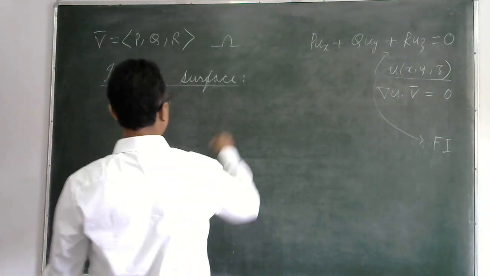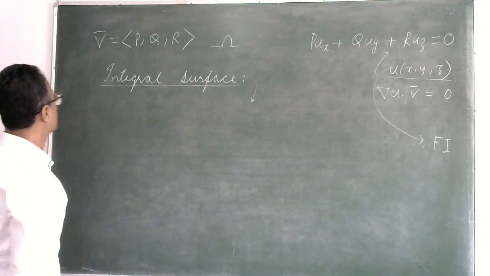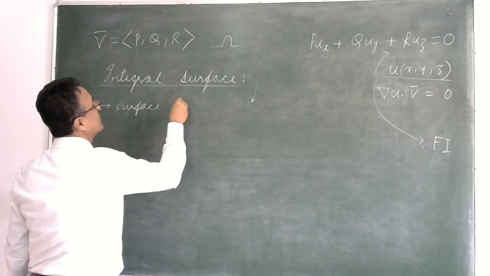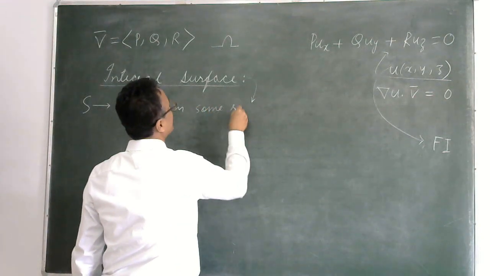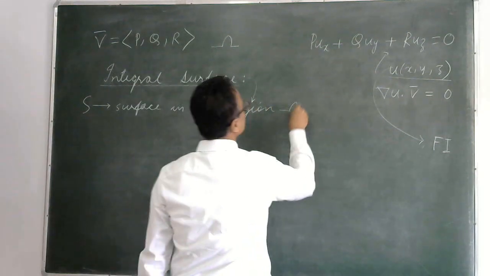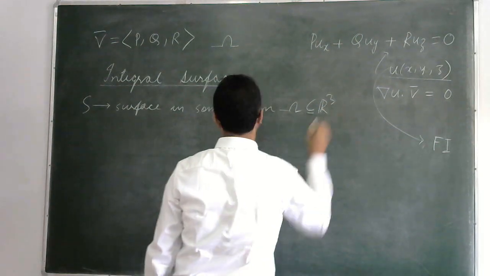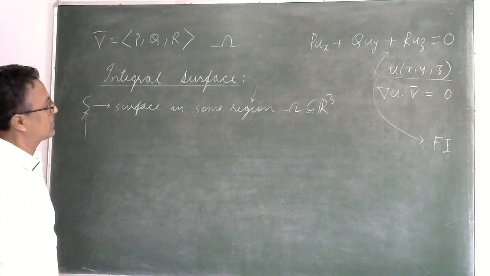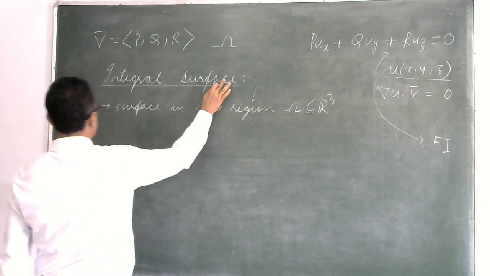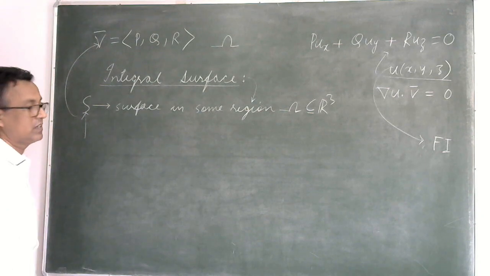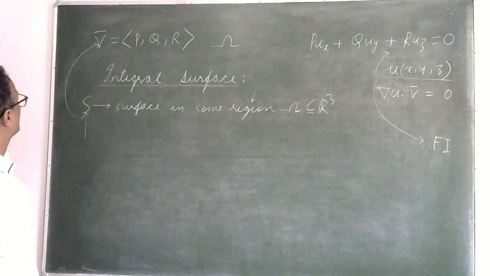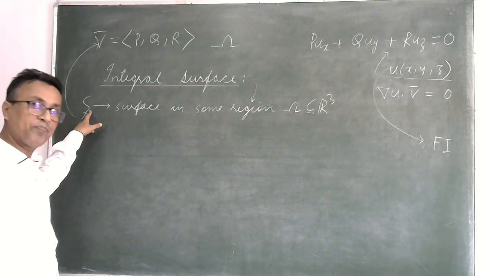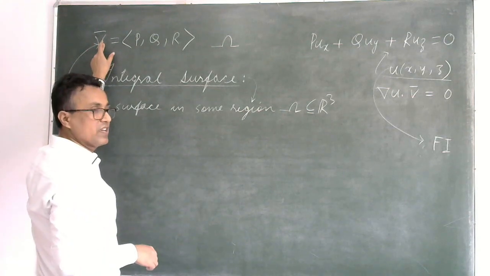Okay? So now, what is the definition of integral surface? Suppose I am considering a surface S in some region omega in R3, right? And we say that this surface is an integral surface of the vector field V if it is a level surface of a first integral. A first integral of V, right?